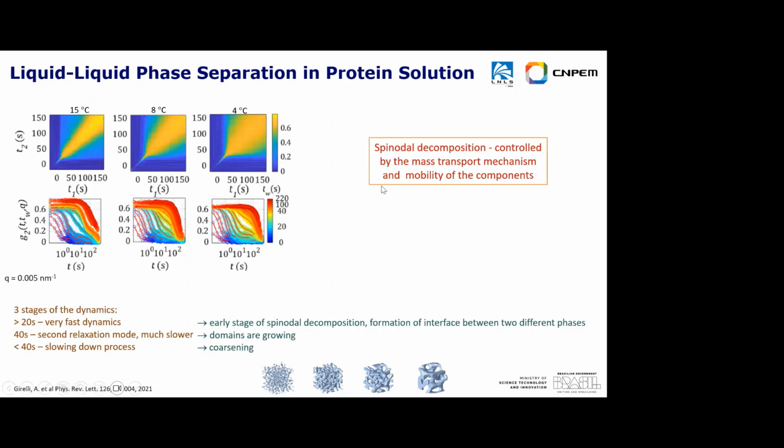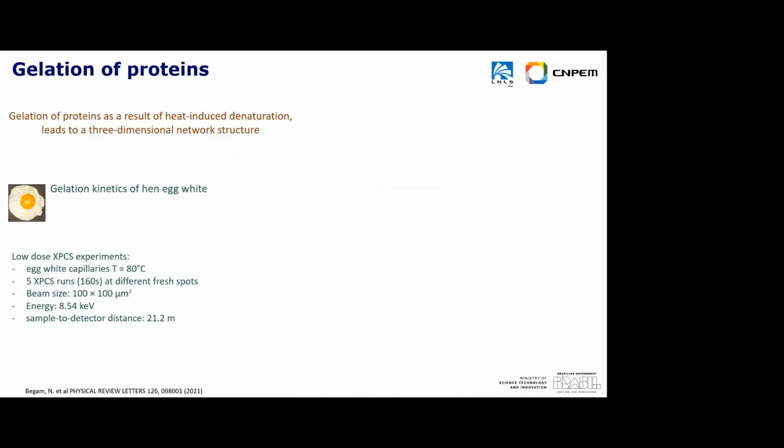And they also observed that the spinodal decomposition was controlled by the mass transport mechanisms and mobility of the components. I think I will give one quick example, and then we can have a break. At the beginning I thought it was a little funny, but it's really nice to show how using this technique we can understand processes that are more complicated than imagined.